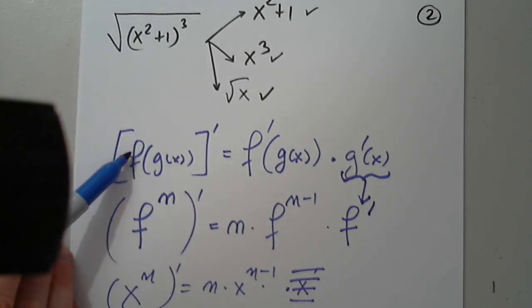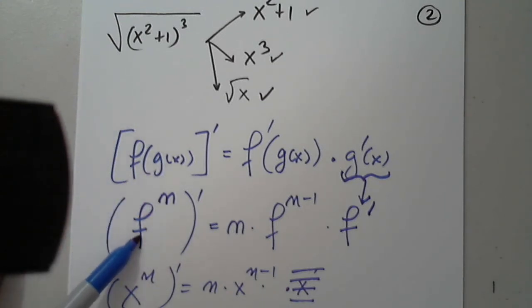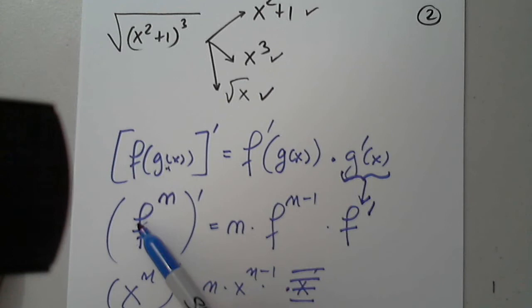So the outer function is power n. The inner function is f. According to the power rule, I bring the power in front, I subtract 1 from the power, and now I have to multiply by the inner function, which in this case is f prime.